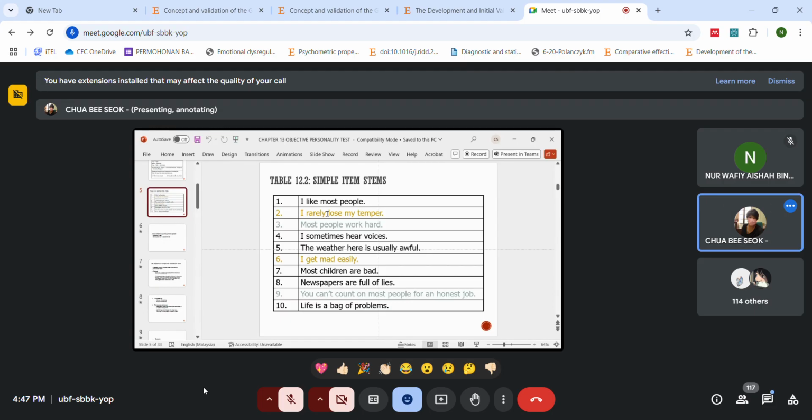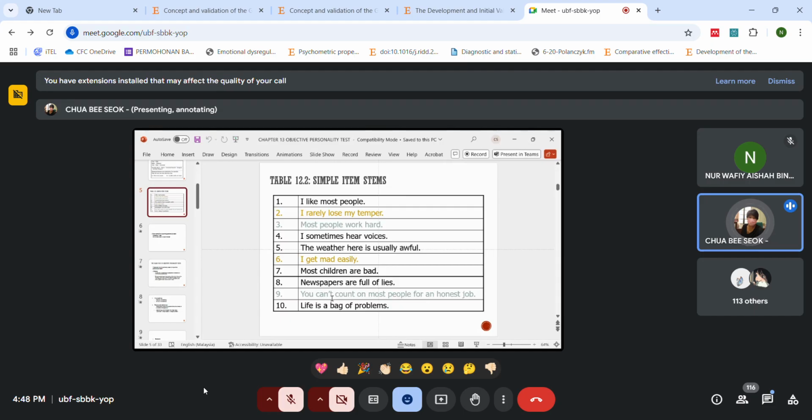So if the respondent answered yes or true for item 2, that person is supposed to answer the same for item 6, right? So if your respondent, or your client, answered true for item 2 and also true for item 6, what does this mean?